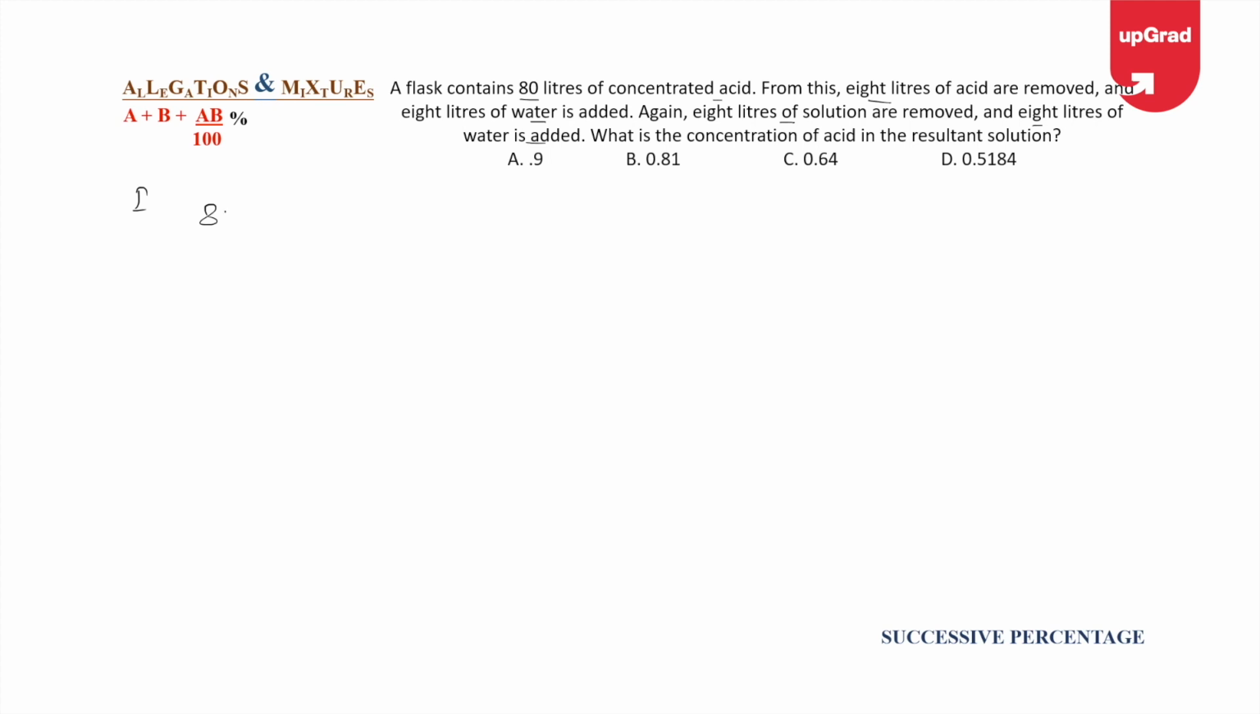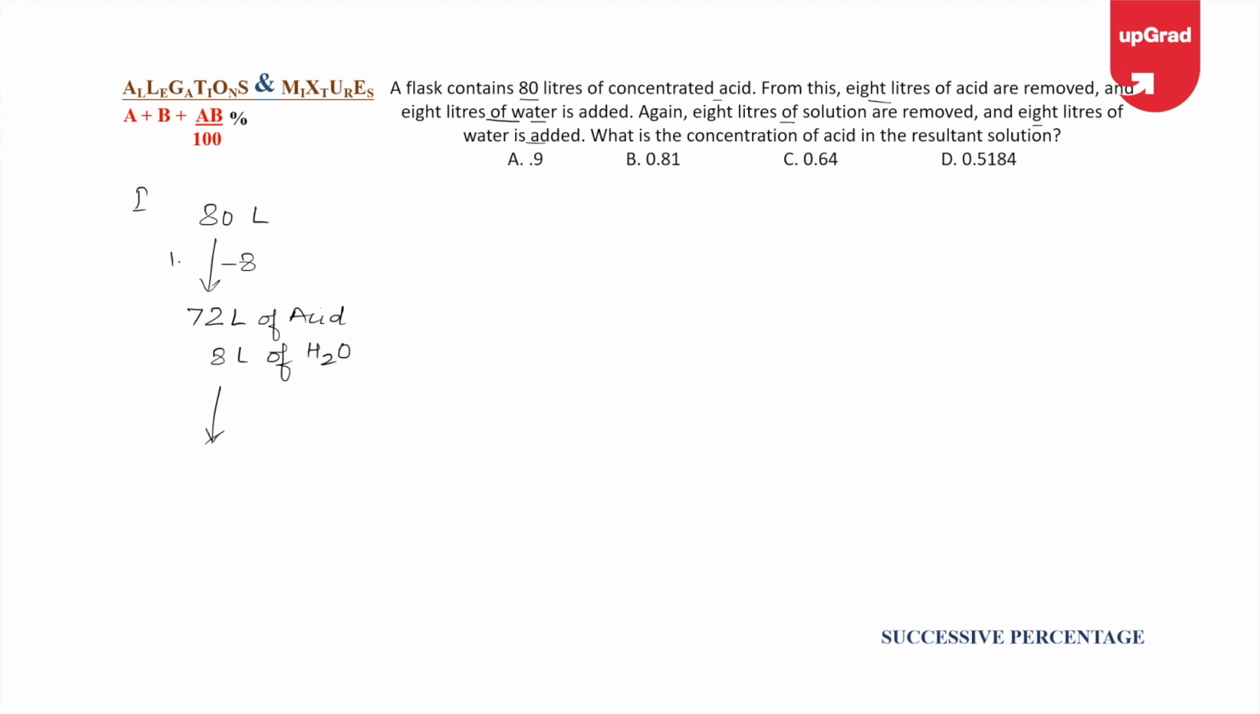So there was a flask which was having 80 liters of concentrated acid. 8 liters of it is removed. So what happens? We are left with 72 liters of acid. And then 8 liters of water is added. So 8 liters of water and 72 liters of acid. That has happened after the first removal and replacement.